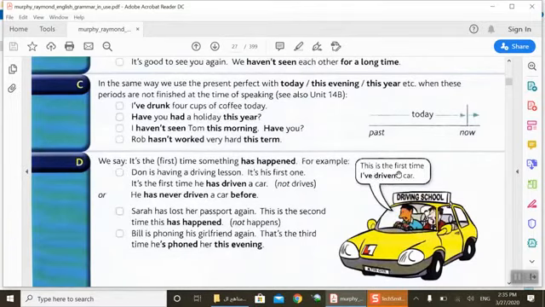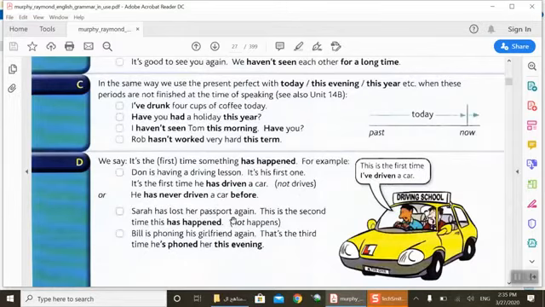So we say this is the first time I've driven a car. This is the first time I've driven a car. You can't say I drive a car. Now from the past to now. Don is having a driving lesson. It is the first time. It is the first one. It is the first time he has driven a car, not drives. Oh, he has never driven a car before.